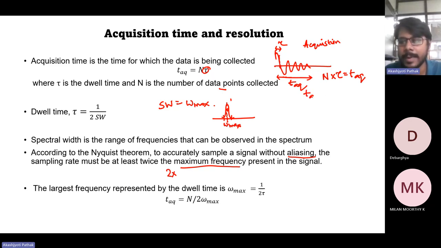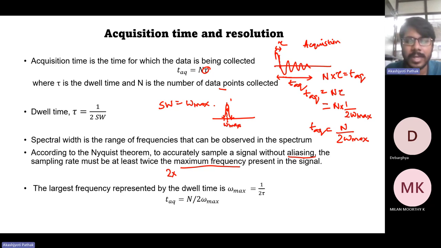So basically what is T? Here it is saying that acquisition time is equal to the number of data points times the time interval between two data points. And this tau is related to omega max as 1 by tau is equal to 2 omega max. So T acquisition is n by 2 omega max. Okay, is this point clear?